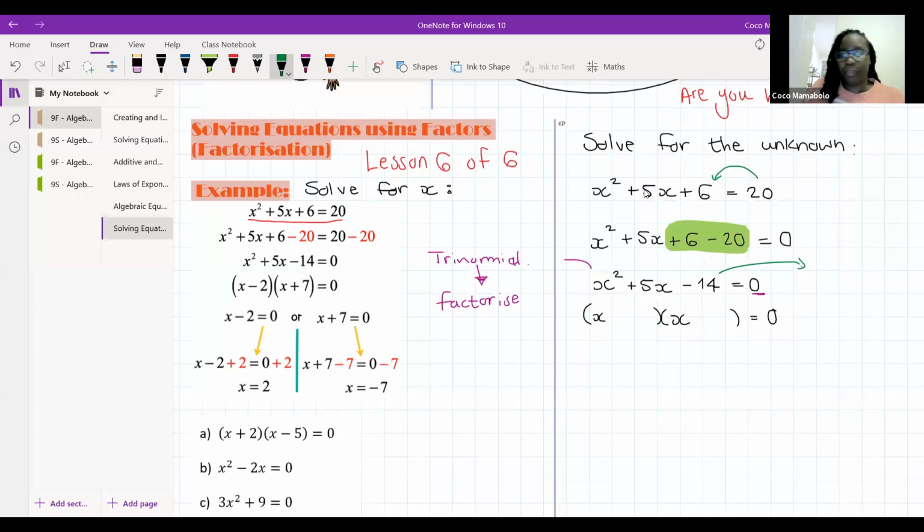I'm going to start us off. Here's one pair. 1 times 14 is equal to 14. Nkosana, what do you think? What other pair of numbers would give us 14 if we multiplied them?